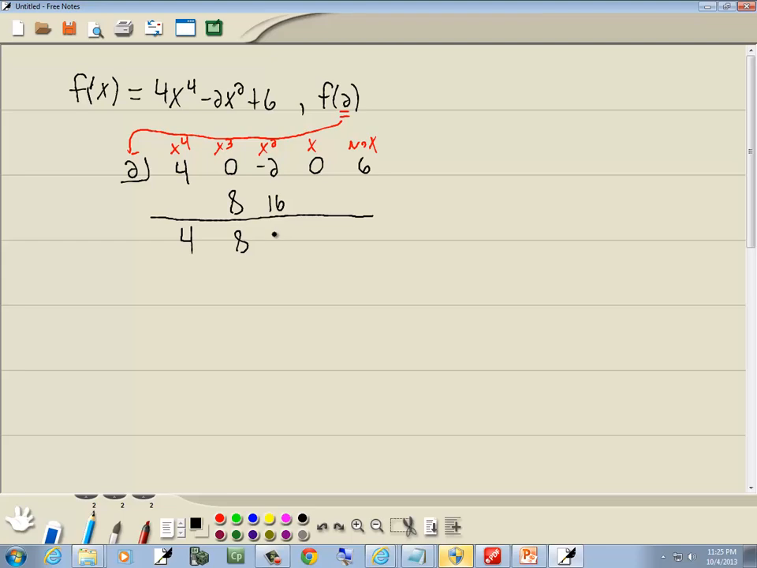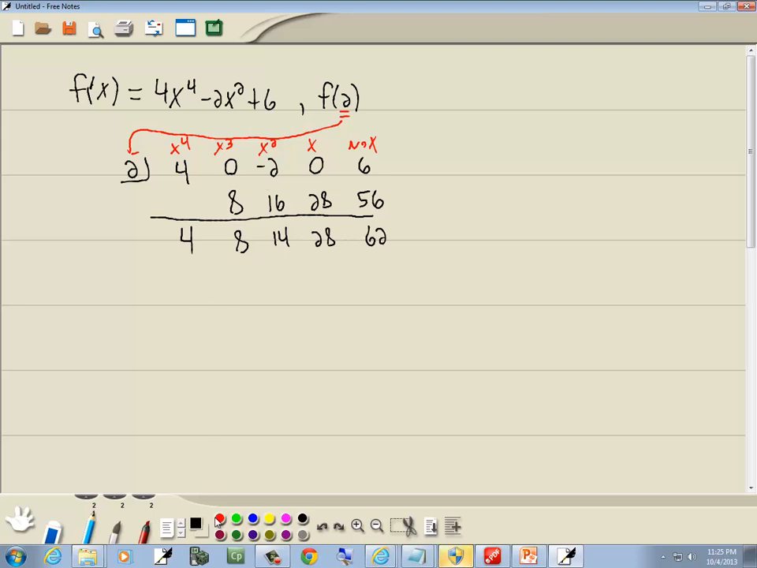Add. Negative 2 plus 16 is 14. Multiply by the number in the box and the number we just put down there. 2 times 14 is 28. Add. 0 plus 28 is 28. Multiply. Always multiply by the number in the box and the number you put down there. 2 times 28 is 56, I think. And add. 6 plus 56 gives us 62. Let me double check all that.